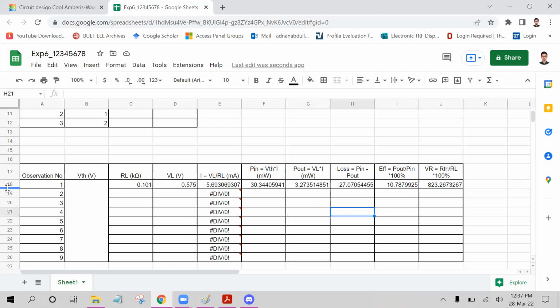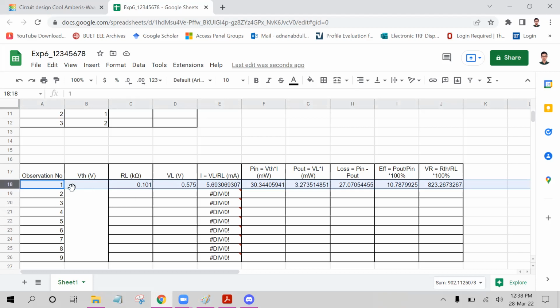Okay, anyone else, any confusion about any formula? Okay, so if everyone is done with the first observation, the rest is your job to complete.